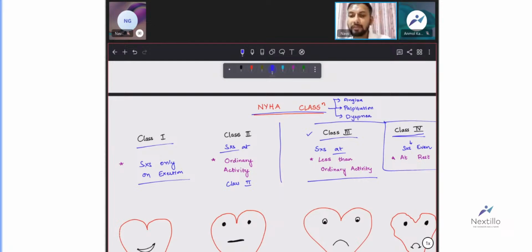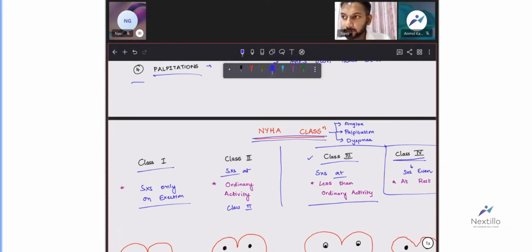If the patient is having dyspnea at rest, that is what is known as class 4 dyspnea. If the patient has dyspnea on exertion, that is what is known as class 1 dyspnea. Same: angina at rest, class 4 angina. Palpitations at rest, class 4 palpitations. Did you understand the NYHA classification? Do let me know and we'll go to the next slide.